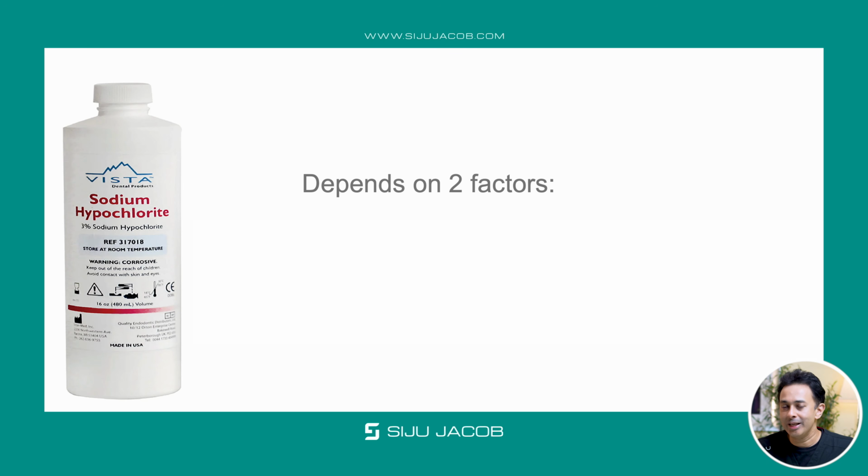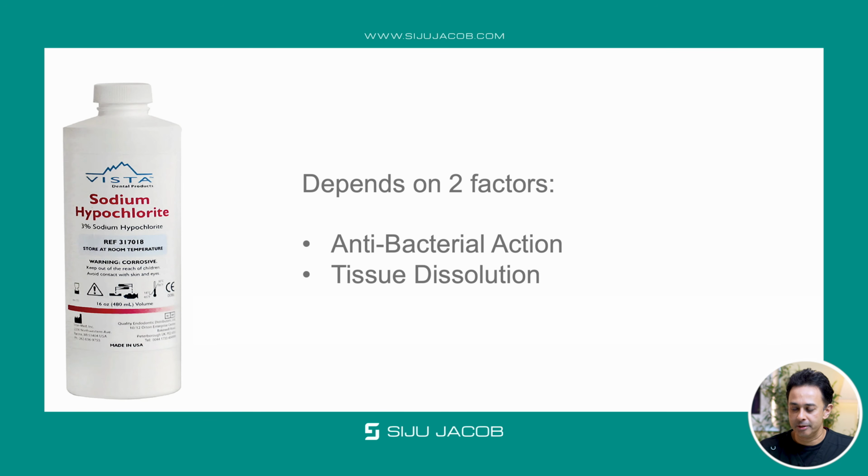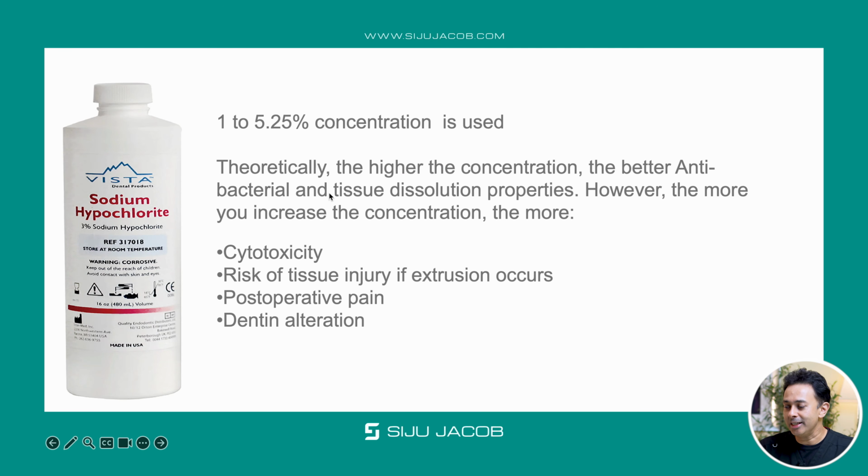One of the doubts that a lot of practitioners have is what concentration of sodium hypochlorite to use. Well, it depends on two factors: antibacterial action and tissue dissolution. Usually, most clinicians prefer a concentration of 1 to 5.25%. Theoretically, the higher the concentration, the better antibacterial and tissue dissolution properties. However, the more you increase the concentration, the more cytotoxicity, the more risk of tissue injury if extrusion occurs, more post-operative pain, and more dentin alteration.